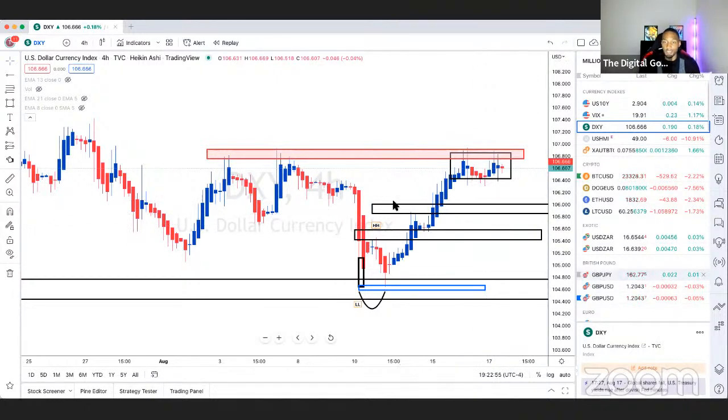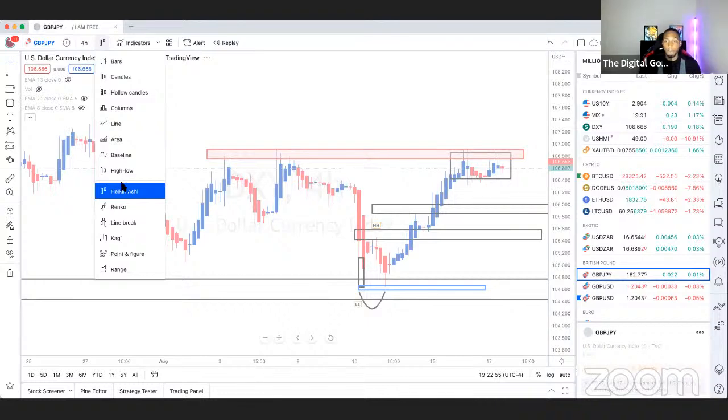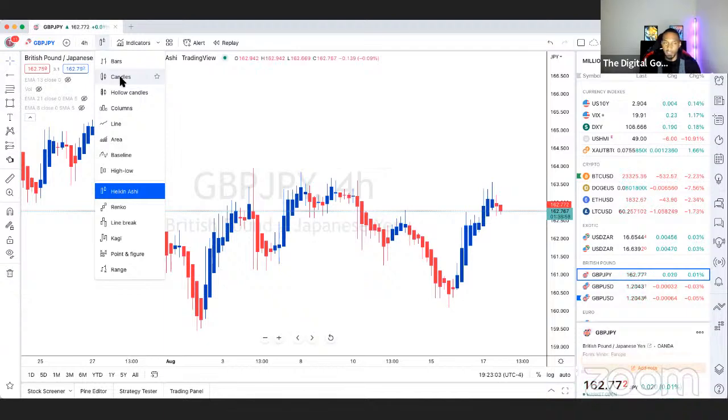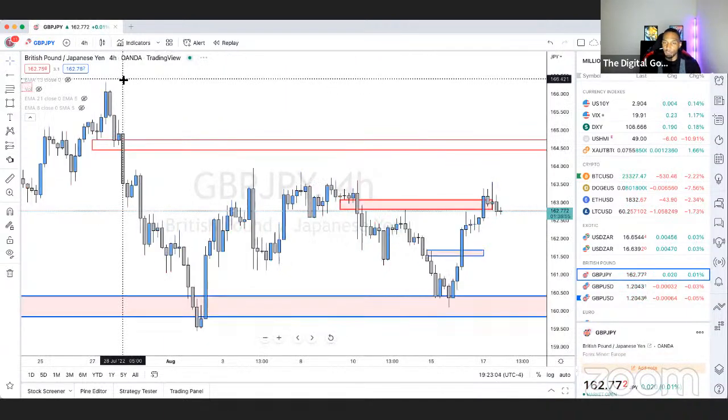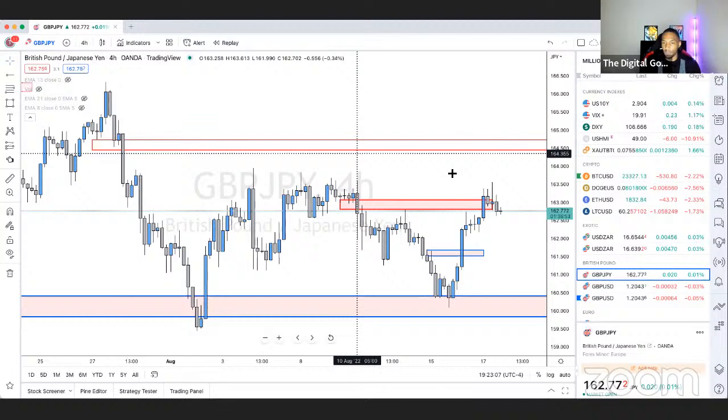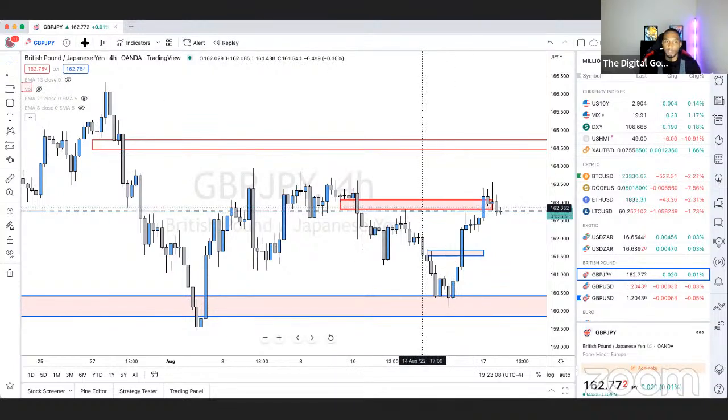So let's actually go to GBP JPY, because I was actually looking at that. Now it's crazy that GBP JPY kind of looks like the dollar. I had a resistance zone up there as well, guys, with GJ.